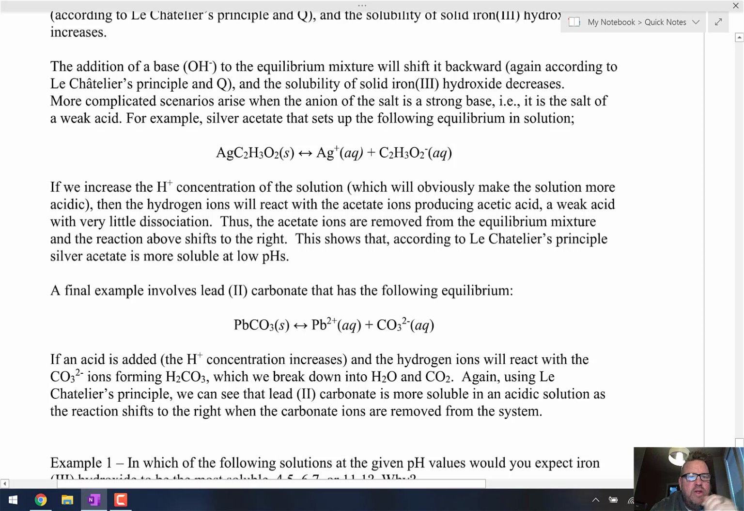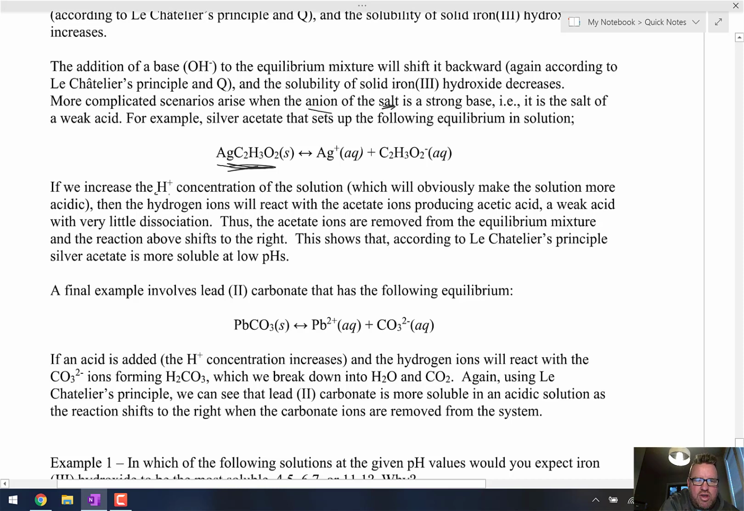This is pretty straightforward. The addition of a base to the equilibrium above will cause it to shift backwards. The solubility of iron 3 hydroxide decreases. Okay, more complicated scenarios arise when the anion of the salt is the issue. Remember, an insoluble ionic compound is called a salt. The anion of that salt, which is the acetate ion, is a strong base. It's the salt of a weak acid. For example, silver acetate sets up the following equilibrium. We know that acetic acid is a weak acid, so its conjugate base is therefore a stronger conjugate base.